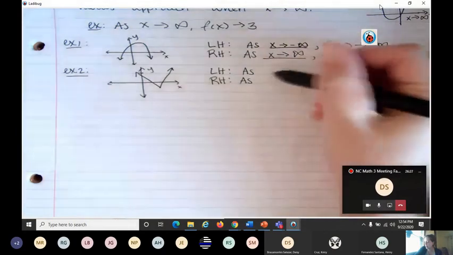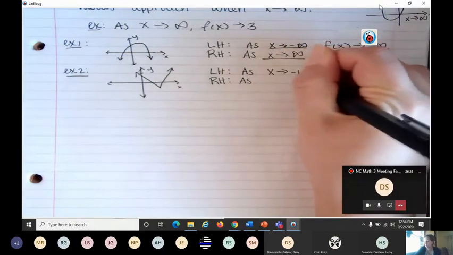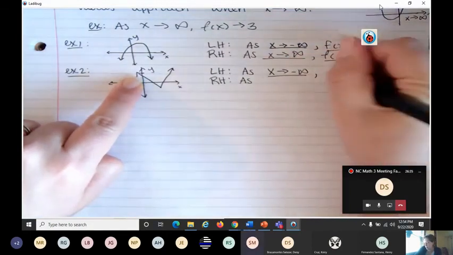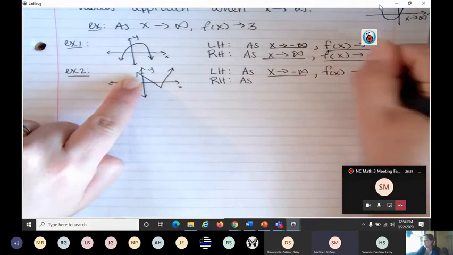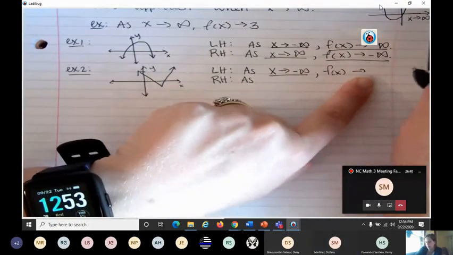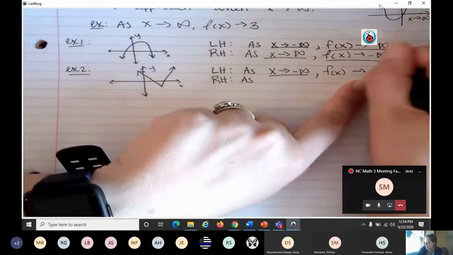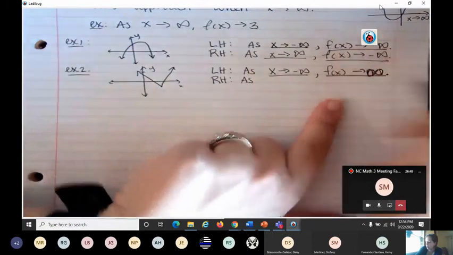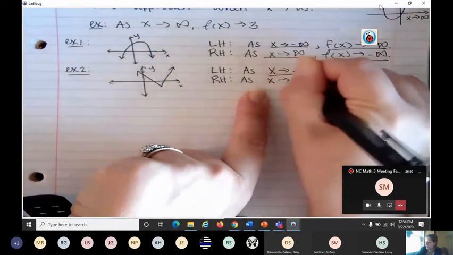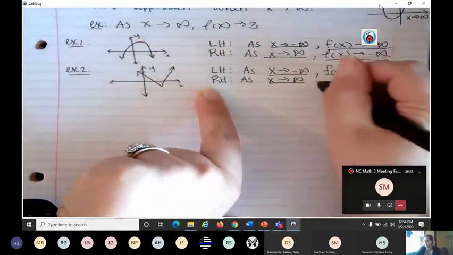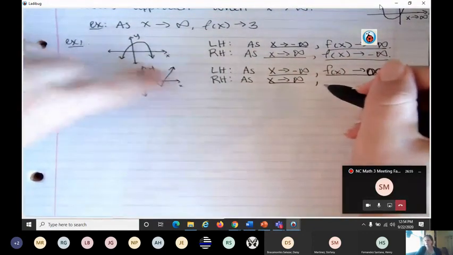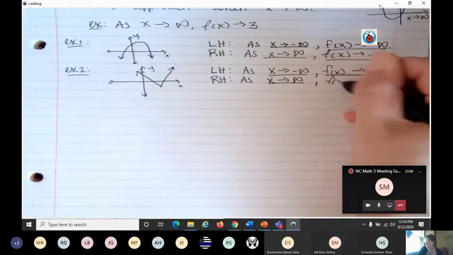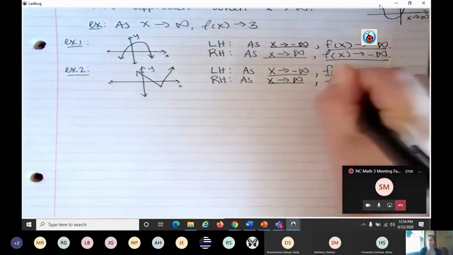So on the left-hand side, our x's are approaching negative infinity. What are we doing on this left-hand side? Going up. Yep. So my f of x's should be approaching what value? Infinity. Perfect. Oops, that was an ugly infinity. And then my x's are always approaching positive infinity for the right-hand side. So as I move towards positive infinity, what's this right-hand side doing? Going up. Same. So f of x's are also approaching positive infinity. Very good. Thank you, Stephanie.